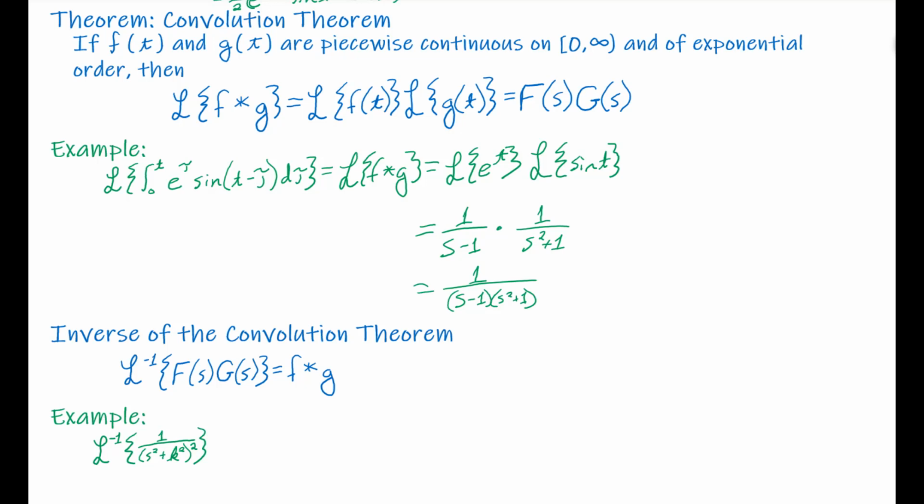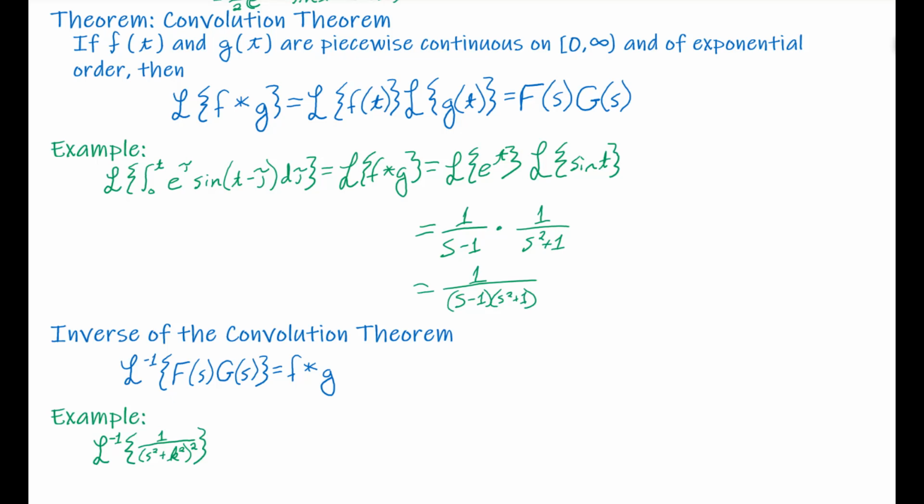What might be even more useful is when you can recognize something as the product of two Laplace transforms and you need to take the inverse Laplace transform. So the inverse of that convolution theorem is saying, hey, you know what? When you notice that two things are Laplace transforms of functions that you know, and it's a product of the two, then the inverse transform, it's just the convolution. So let's take a look at an example of that.